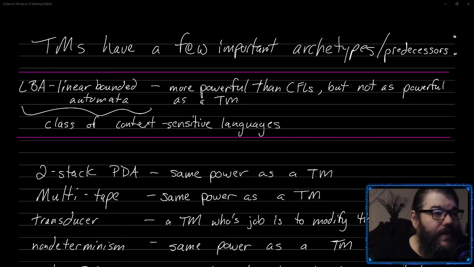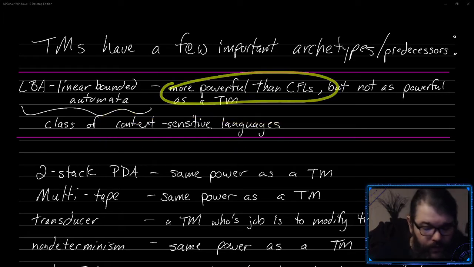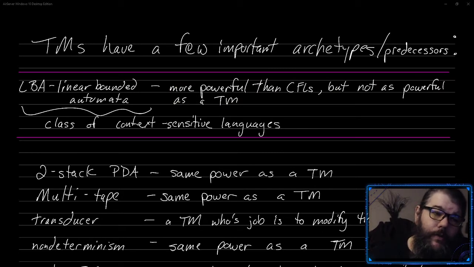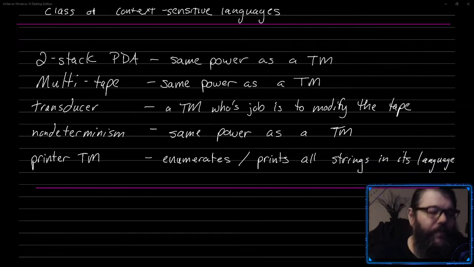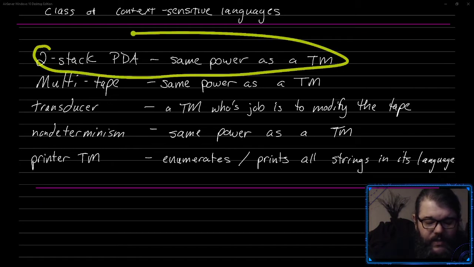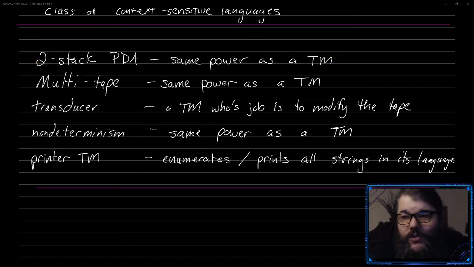This creates a class of languages called context-sensitive languages, which do have grammars. We're not going to study them. They're more powerful than context-free languages, but they're not as powerful as Turing machines, which have the infinite tape. But there are some things that are interesting that have the same power as a Turing machine. So if you take a PDA and you give it a second stack, it has the same power as a Turing machine.